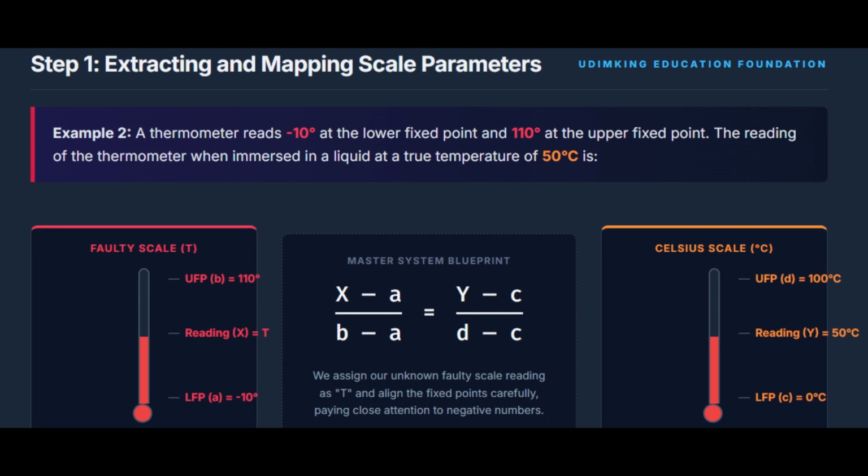On the right-hand side of the screen, the standard Celsius points are clean. Lower fixed point C is 0, upper fixed point D is 100, and the given liquid temperature, Y, sits perfectly at 50 degrees. Let's load these numbers straight into our interpolation formula.